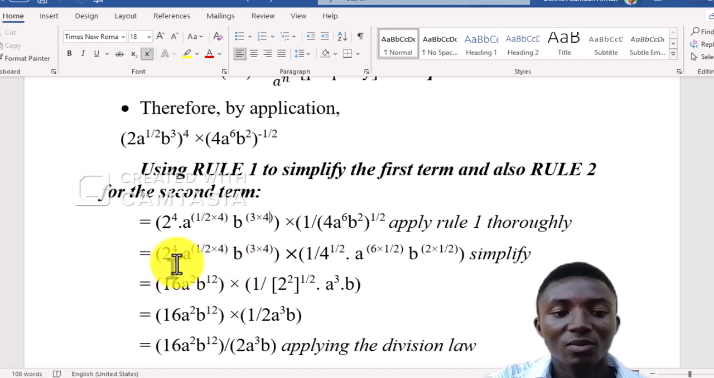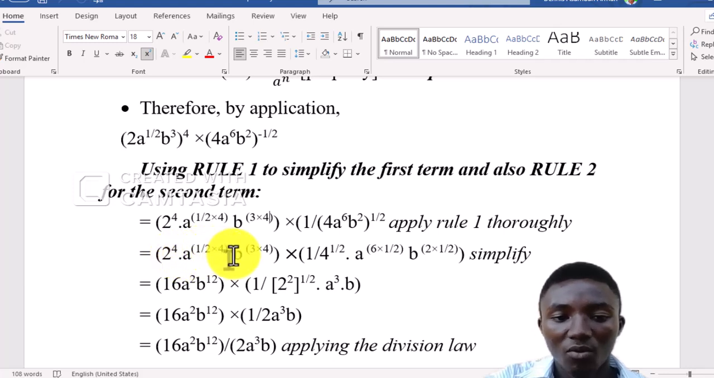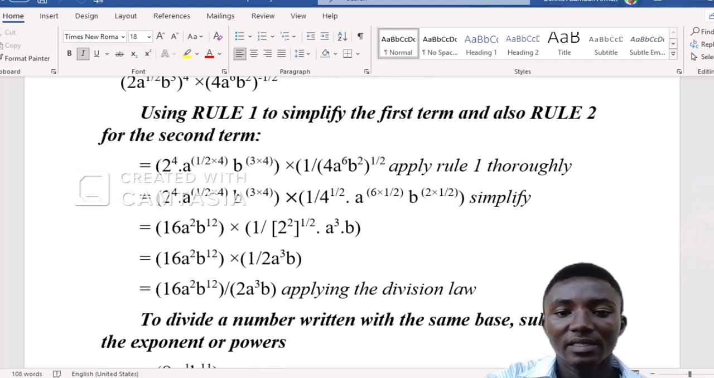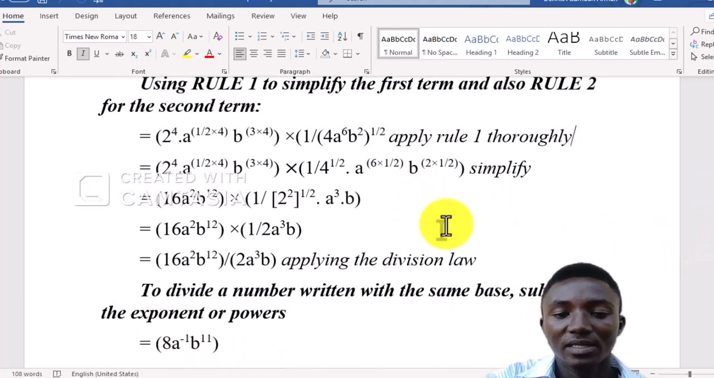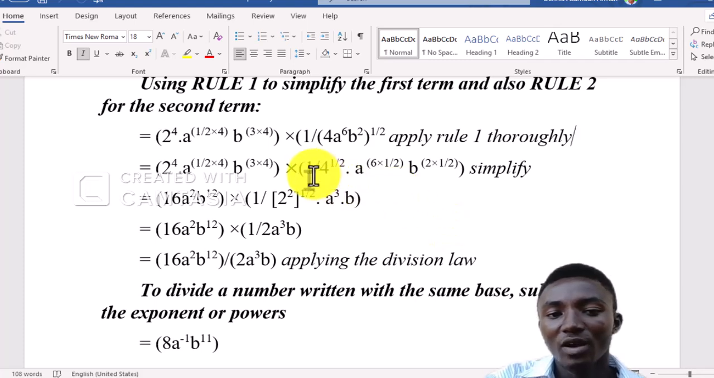So now still remain 2 raised to the power 4, dot. Don't forget, multiply by a raised to the power half times 4, then b raised to the power 3 times 4, bracket close. Okay, multiply by the expression. Yes, let me push it up a bit. So multiply by the expression. Don't forget, still 1 over 4 raised to the power 1.